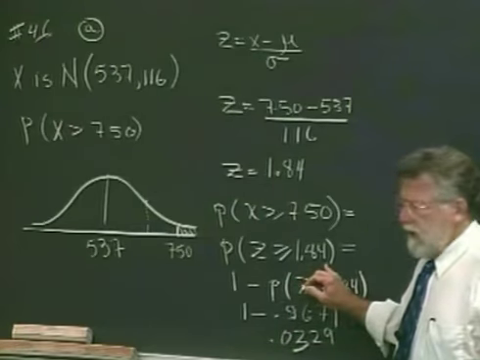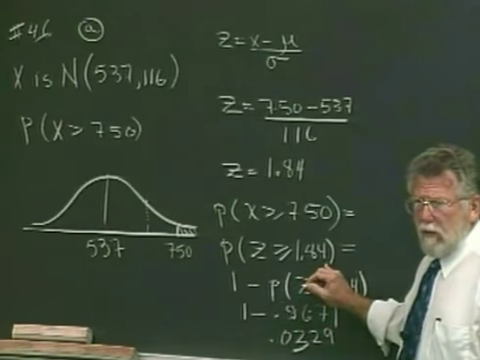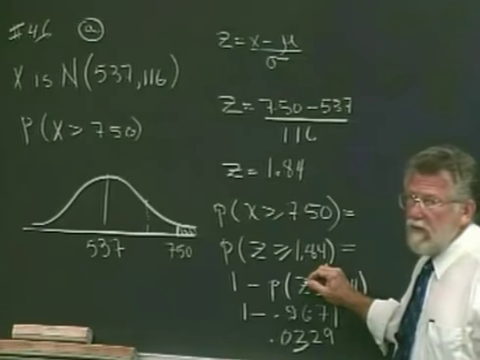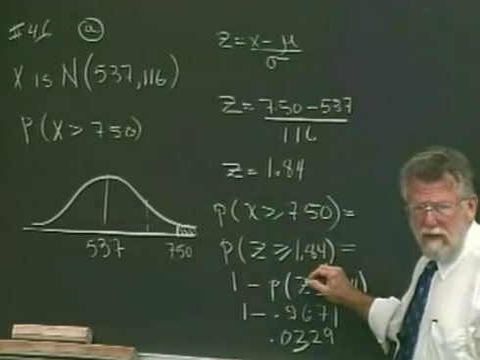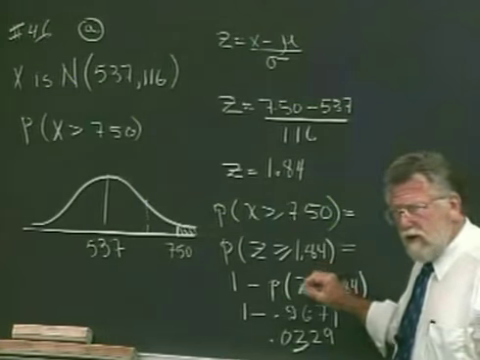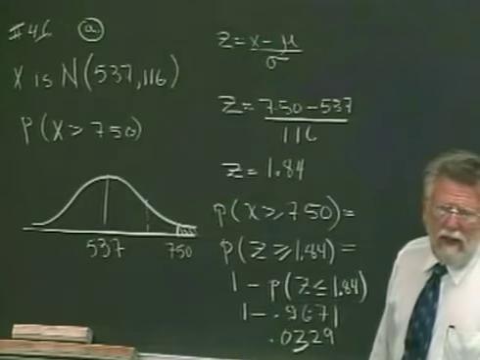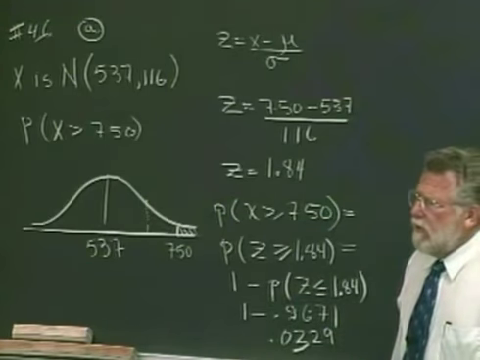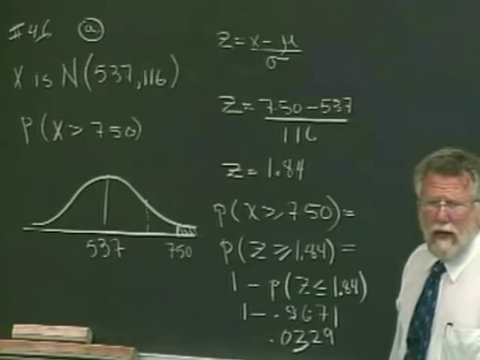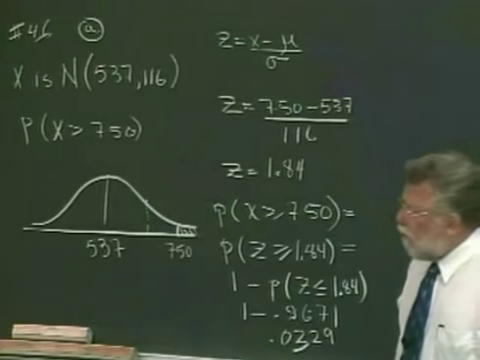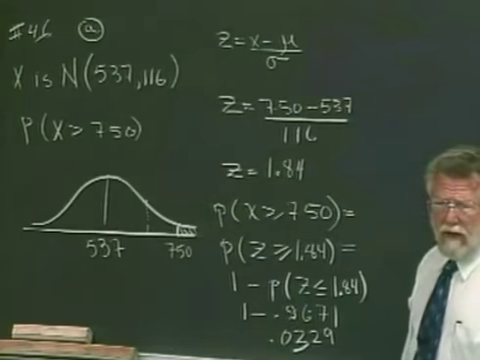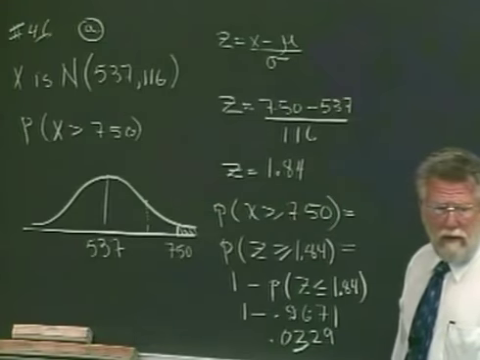The area to the right of 1.84 cannot be even 50%, let alone 97%. So watch your statements. I have a lot of addendums to your work as you wrote out the statement. And if you omitted certain parts, then I took off credit. Now, overall, the scores were much better here.